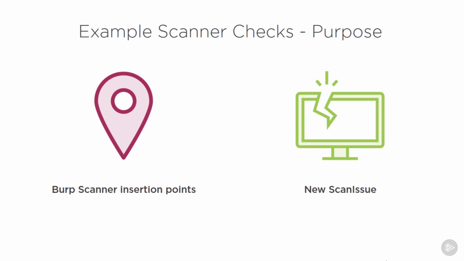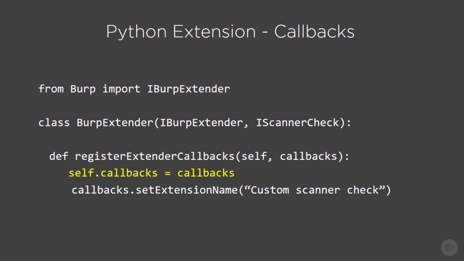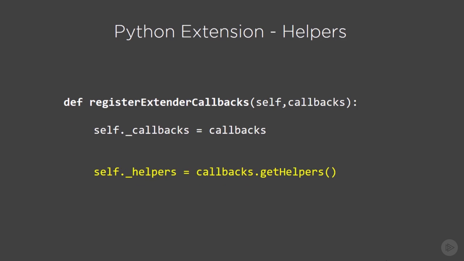We're going to see inside of this extension code that we can create scanner insertion points, and based on particular criteria that gets matched, we can create a new scan issue. Now, the beginning of this code is going to seem very similar to other examples we've looked at. You will see an extensive use of the helpers here because we need to look in detail at the response that we're getting as it flows through Scanner.